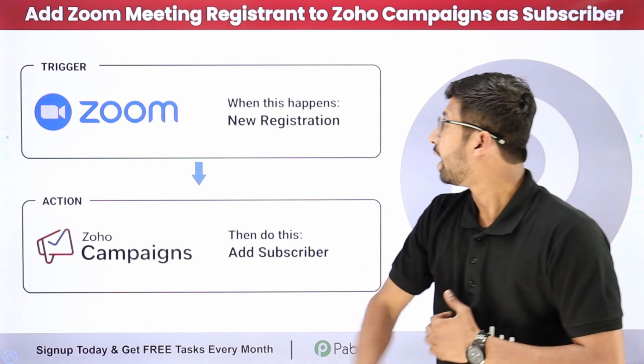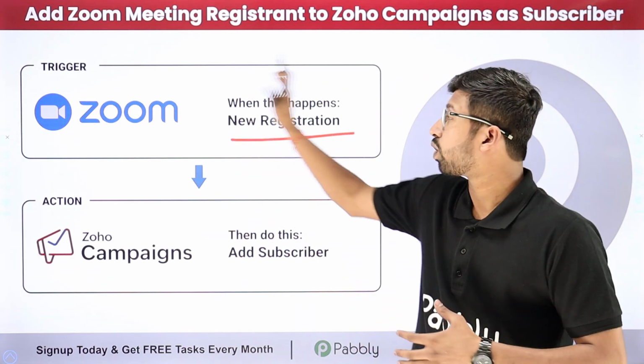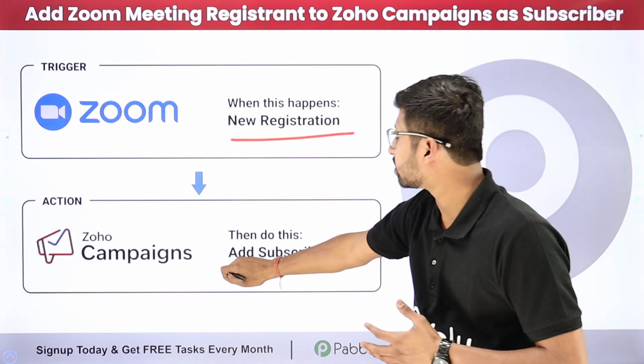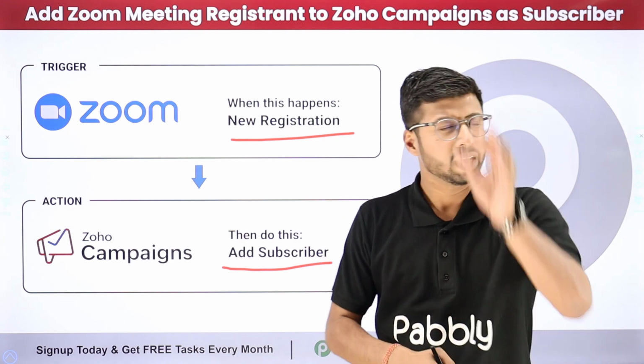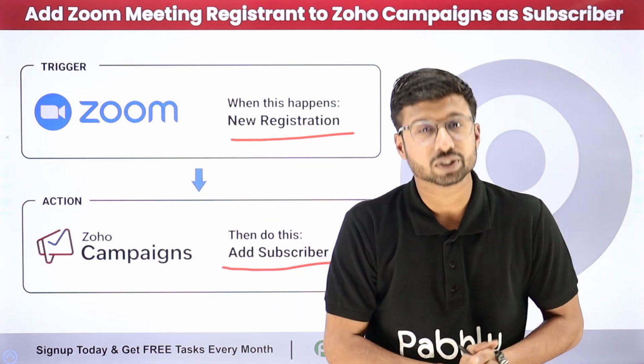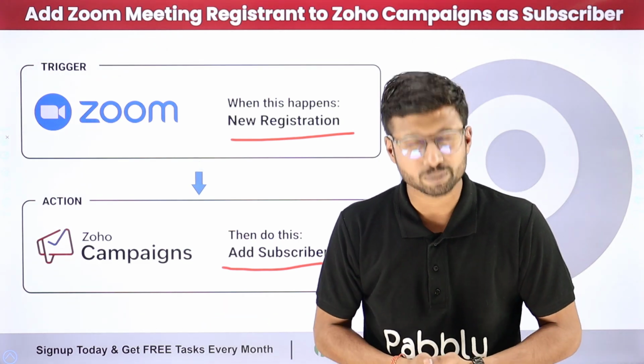In this automation, as we get a new registration for our meeting in Zoom, with the same details, we are going to add that registrant as subscriber in Zoho Campaign. Now, if you want to learn how you can set up this complete automation all by yourself, for that, you just have to come with me to my screen.